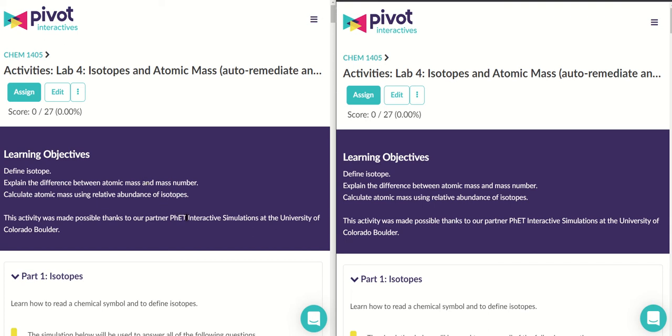This lab does use a simulation from PhET, which is a website that has a lot of really cool interactive chemistry simulations, and you'll see which one we're using. Just be aware that you will be using a different technology compared to just looking at the videos in the previous labs.